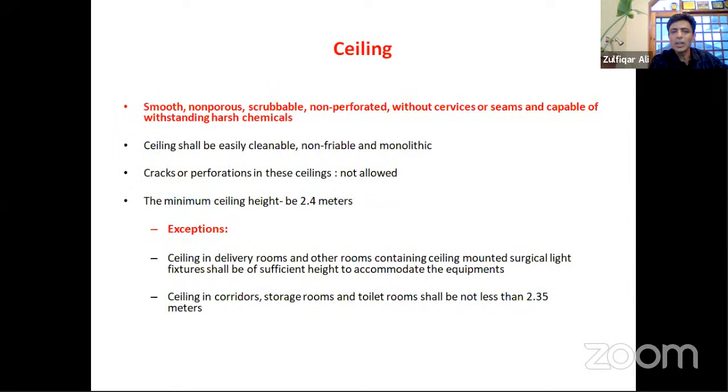The ceiling should be non-porous. Again, it should be scrubbable. It should be easily washable. It should not be perforated. The minimum ceiling height should be around 2.4 meters, but there are exceptions where we need to increase the ceiling height, particularly once we accommodate the lights, particularly in delivery rooms.